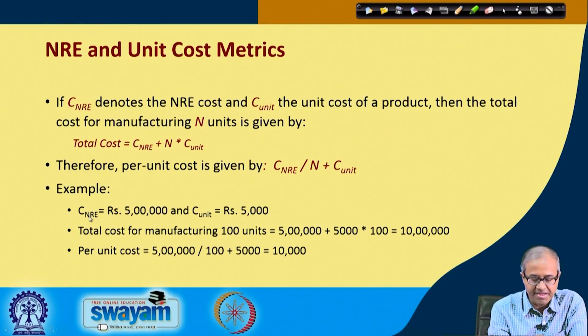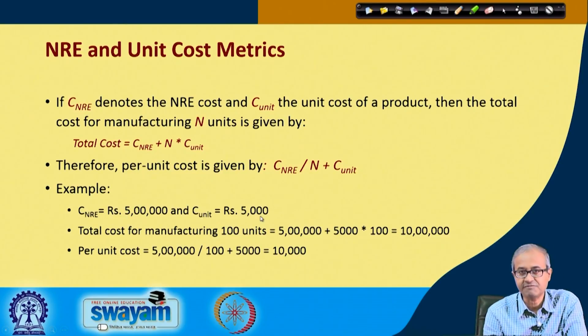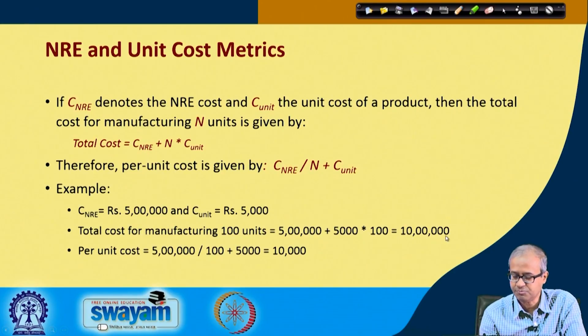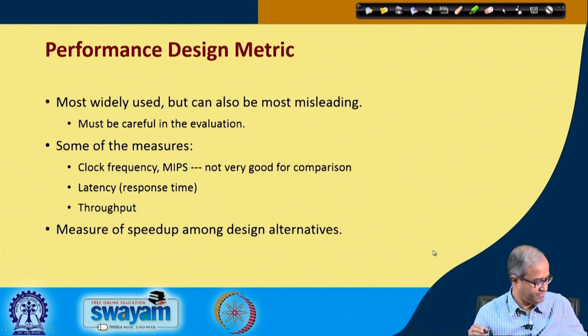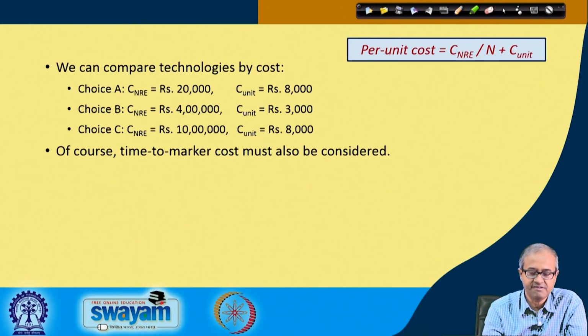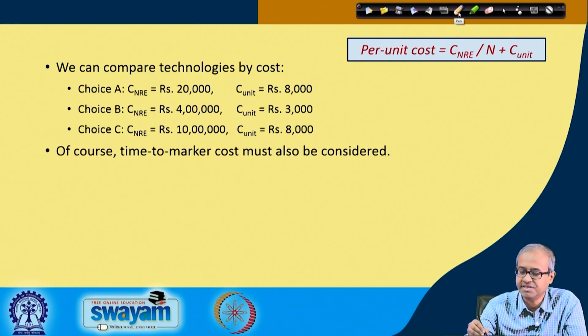So, an example, if your non-recurring engineering cost is rupees 5 lakhs, let us say, and unit cost is 5,000, then for manufacturing 100 units, the total cost, if you calculate using this formula, becomes rupees 10 lakhs. So, per unit cost will be C_NRE divided by n plus C_unit, that is 10,000. Like this you can calculate, right. Just a very simple calculation I am illustrating.